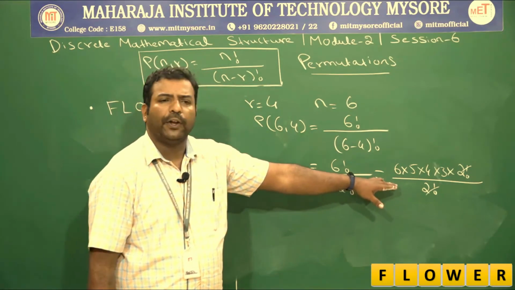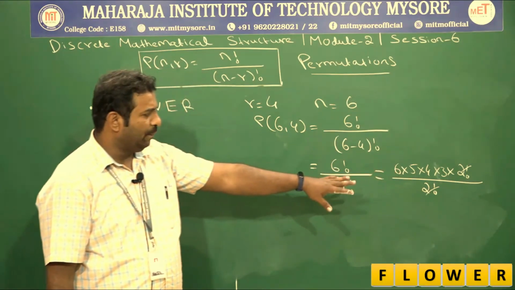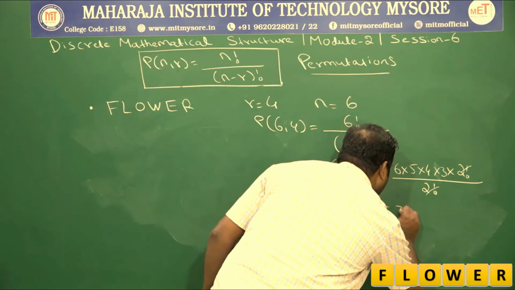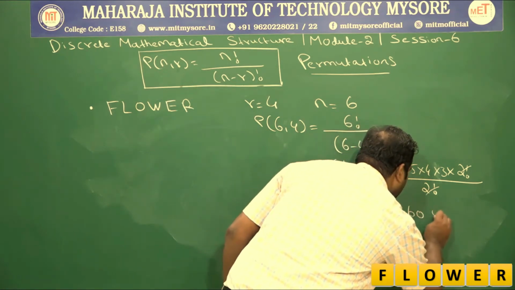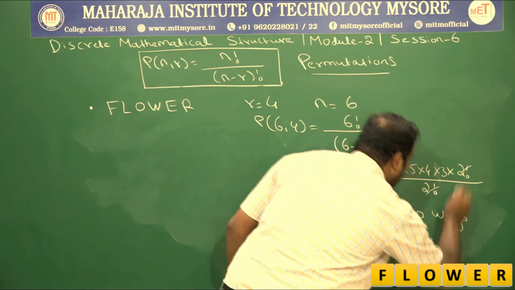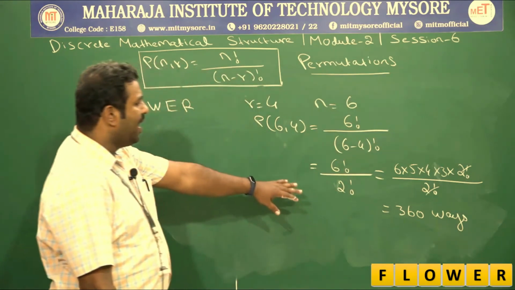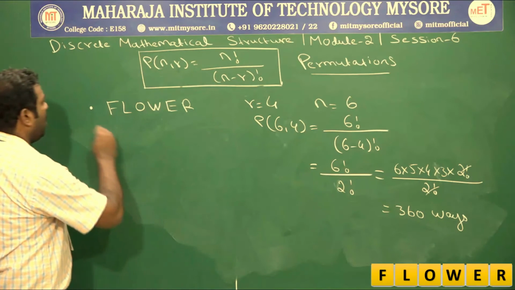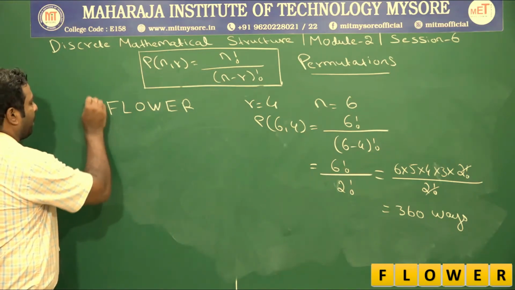Please solve this and find what 6 into 5 into 4 into 3 is going to be. If I am not wrong, it ends at 360. It ends at 360 ways. So this is how simply I am going to solve this. Fine. So let me take a second example.